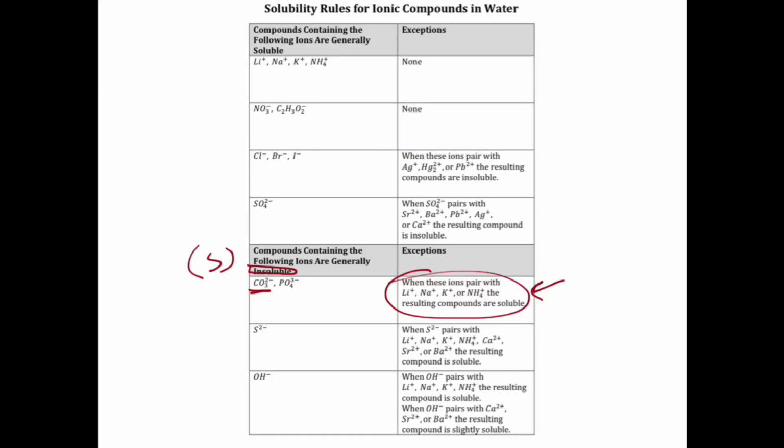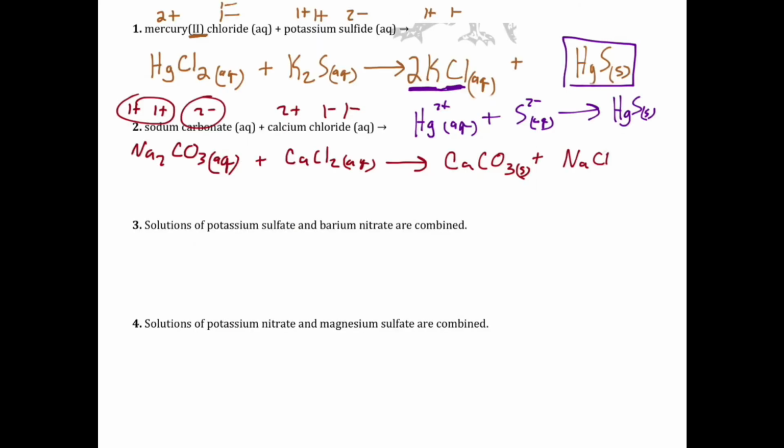Then if you look, here's sodium, which is soluble, which means aqueous. So if it's soluble, that means it's aqueous. There's no exception, so it's just aqueous. And there it is. So let's go ahead and write our net ionic equation.